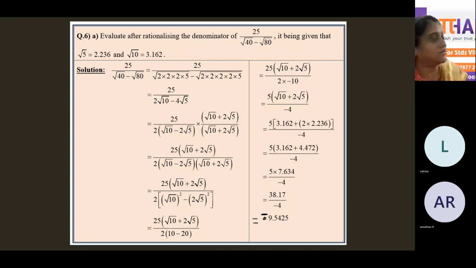Do only this. Do exactly what I said. Today's class and that P by Q form. You can do the test well. All right, next question.